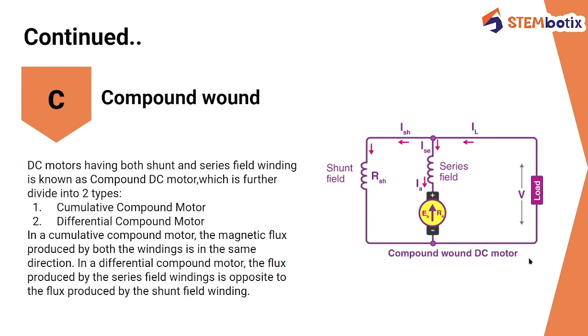Now in a cumulative compound wound motor, the magnetic flux produced by both the windings is in the same direction, hence it is named cumulative. While in the differential compound wound motor, the magnetic flux produced by the series field winding is opposite to the flux produced by the shunt field winding, meaning the direction of flux is opposite. While in cumulative, the magnetic flux produced by both the windings is in the same direction.